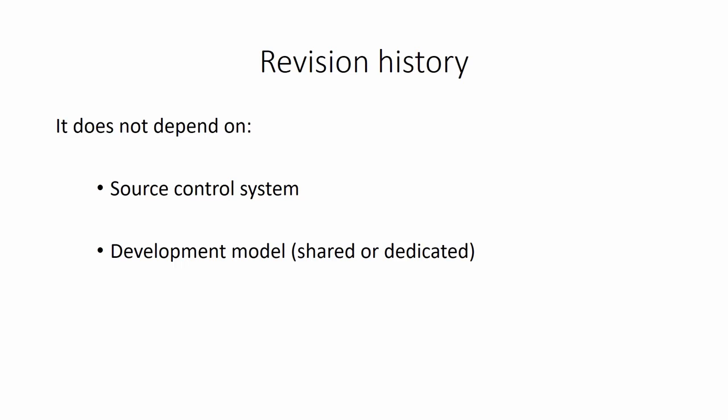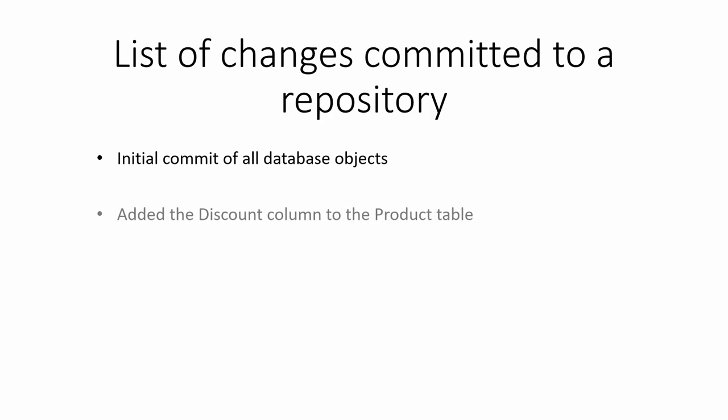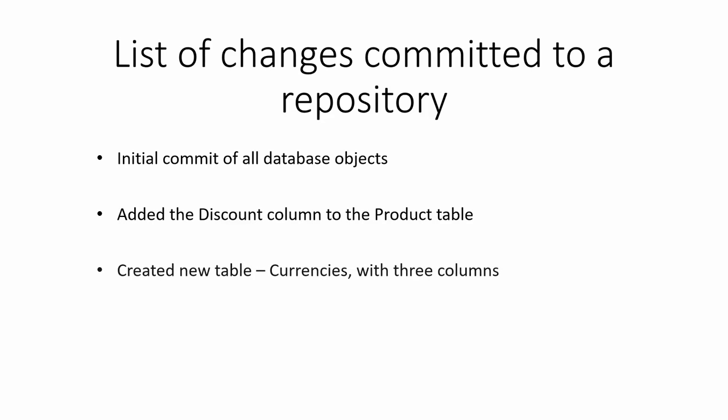For the purpose of this video, we'll have a sample database linked to a Subversion repository, and the following changes are committed one after another. Initial commit of all database objects. Added the discount column to the product table. Created a new table, currencies, containing three columns. Renamed the name column inside of the currencies table to currencies name.